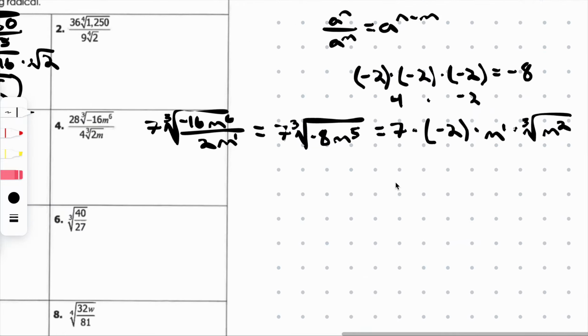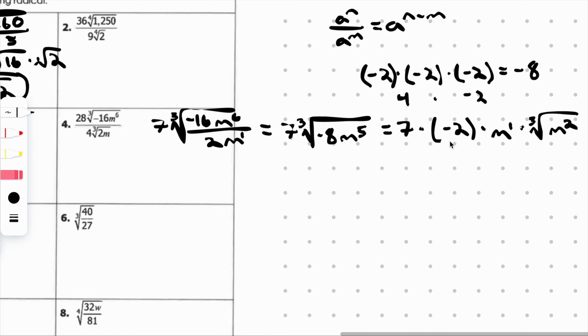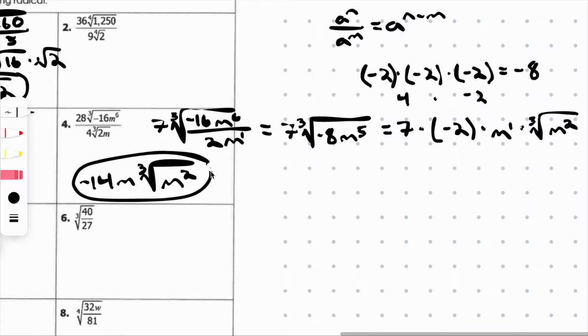And when we rewrite this, we have 7 times negative 2, which is equal to negative 14. And then we have m to the 1st, which is just m. And then we have the third root of m squared. And that's just going to be our answer. And that's a lot easier, a lot simpler than what we had in the beginning.